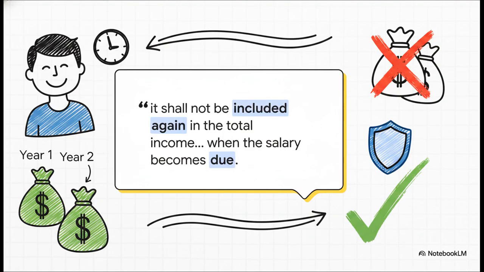Let's actually bring back our earlier employee example to make this crystal clear. Remember the guy with the advanced salary? He's saying, look, I paid tax on my advanced salary this year when I received it. So according to Section 15.3, that exact same salary is going to be completely ignored for tax purposes next year when it technically becomes due. And honestly, it makes perfect sense. The receipt basis triggered the tax in year 1, so the accrual basis in year 2 is just bypassed entirely to prevent you from being taxed twice.